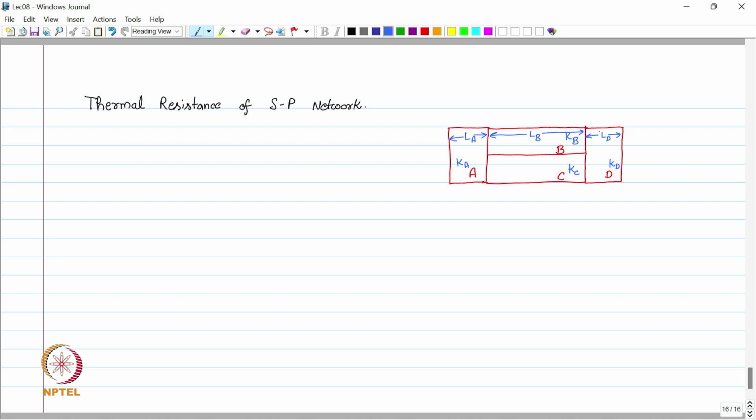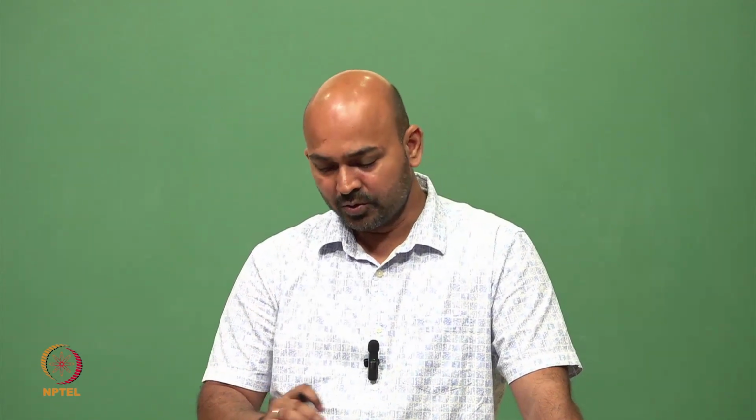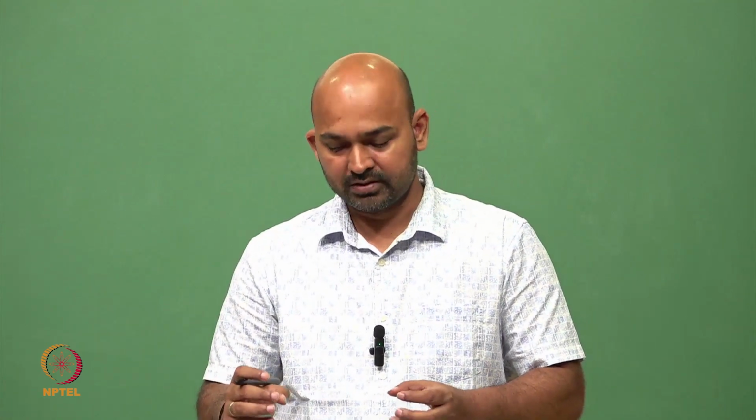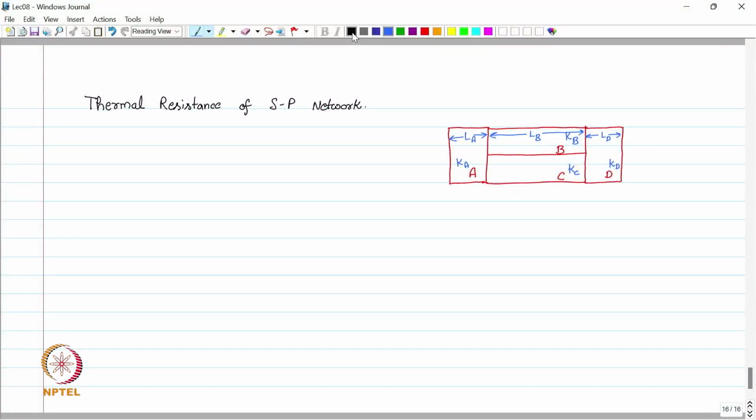So this is the whole assembly of materials, and we want to calculate how much heat will be flowing through this assembly if we apply a certain temperature difference across this assembly. So let's say we apply a temperature difference which is T1 this side, and this side it is T2. Whole area of this is A.